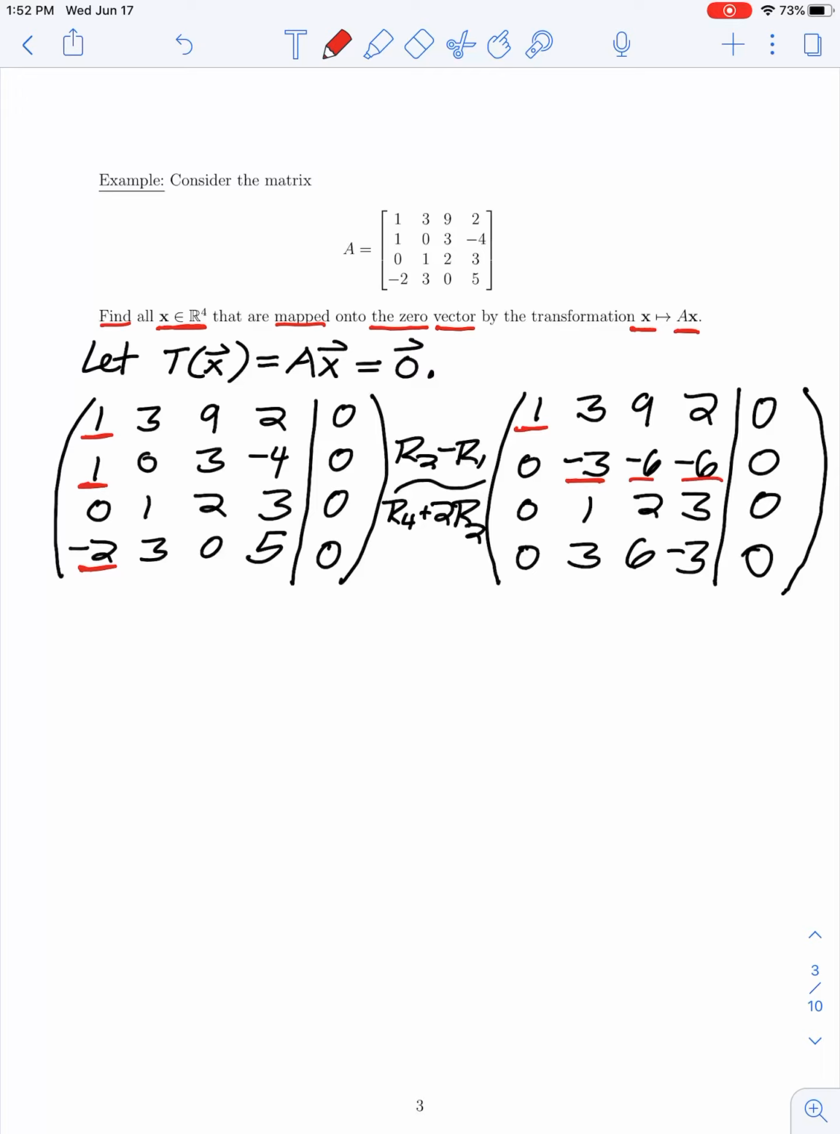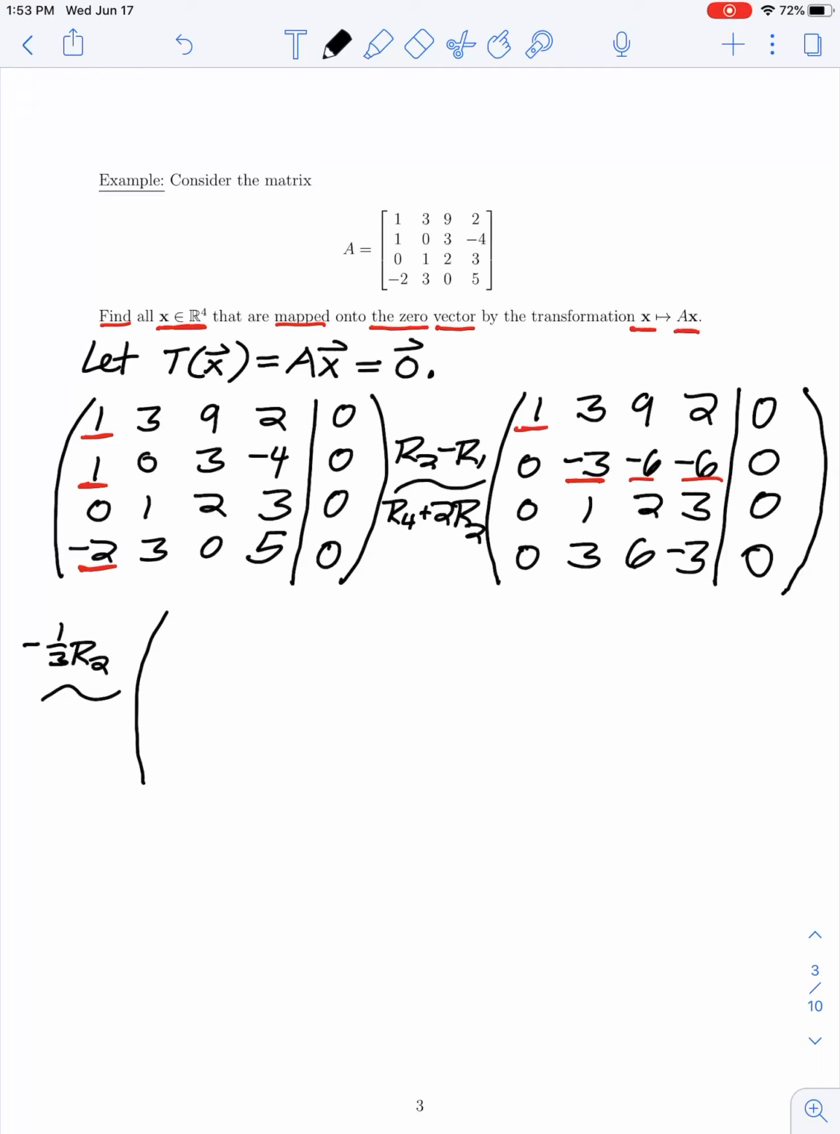And if I look through my second row, I can see that everything is divisible by 3. So in order to get a 1 for that leading entry, I could divide my second row through by negative 3. So in my next step, one operation I'll perform is to take row 2 and divide by negative 3, or take negative 1/3 of the second row.